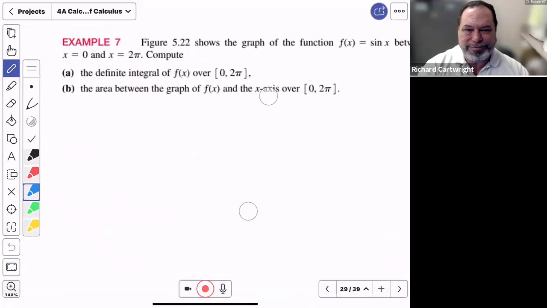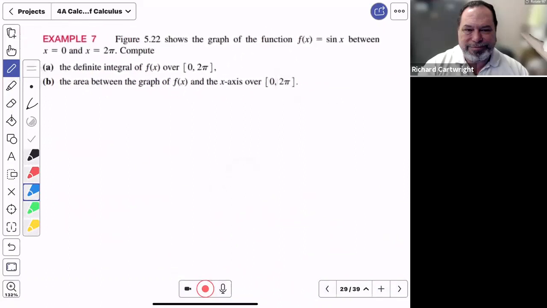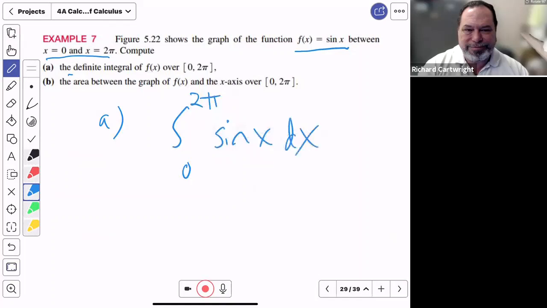All right, let's do another hard one here. Oh, this one is actually not hard at all. We're doing f of x is sine of x from x is 0 to 2 pi. He wants just the integral, part A. Integrate 0 to 2 pi of sine of x dx.